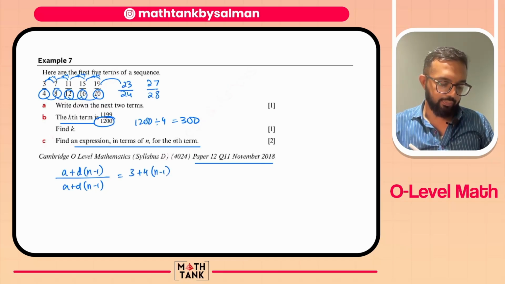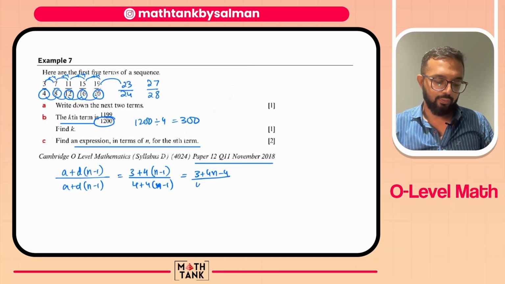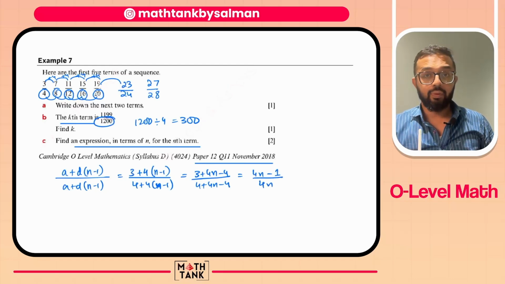So 3 plus 4 times n minus 1. For the denominator, the common difference is also 4 and the first term is also 4. So 4 plus 4 times n minus 1. So 3 plus 4n minus 4, and 4 plus 4n minus 4. So 4n minus 1 over 4n. That is the formula for the nth term.